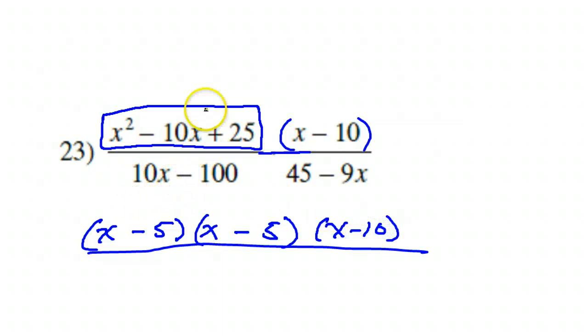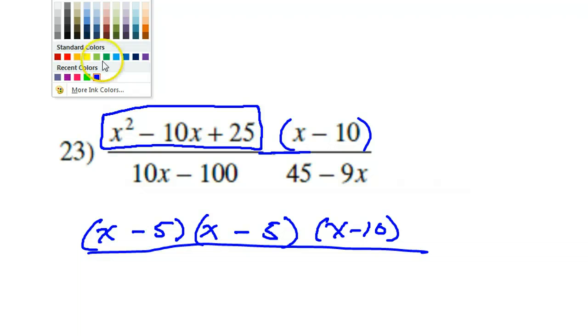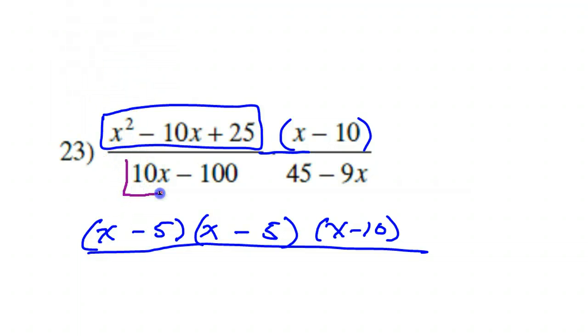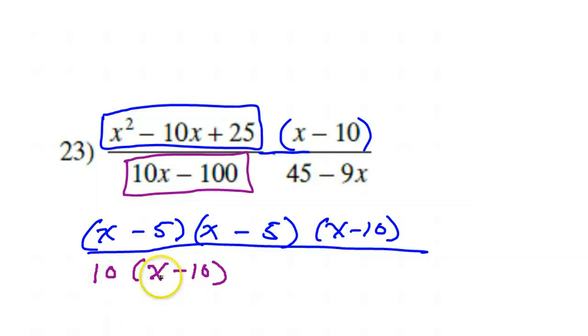Now down here, I'm just going to switch colors for a second. So I'm doing this now. But this has a GCF. So if I pull out the 10, that's going to leave behind x minus 10. 10 times 10 is 100.